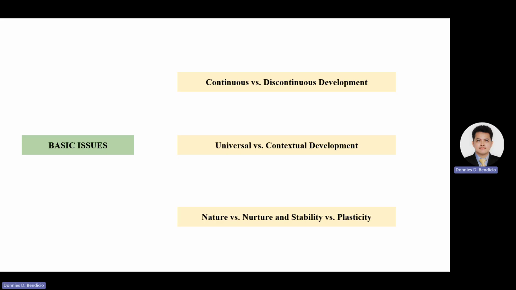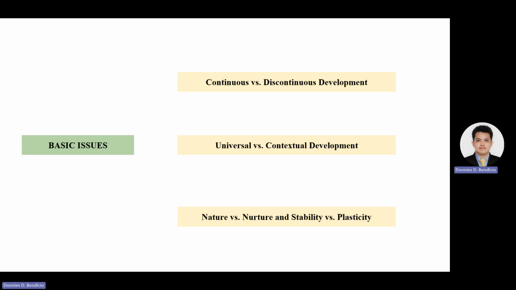In a continuous development perspective, language acquisition is seen as a gradual and continuous process. Children start by babbling, then form single words, and eventually construct complex sentences over time, with each stage building upon the previous one. In a discontinuous development perspective, Jean Piaget's theory of cognitive development posits that children progress through four distinct stages, such as the sensorimotor stage, pre-operational stage, concrete operational stage, and formal operational stage, each marked by qualitative shifts in cognitive abilities.